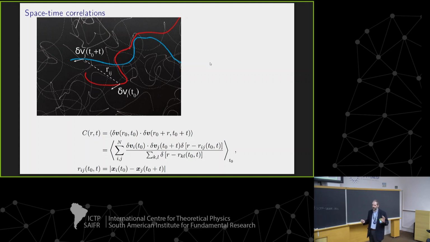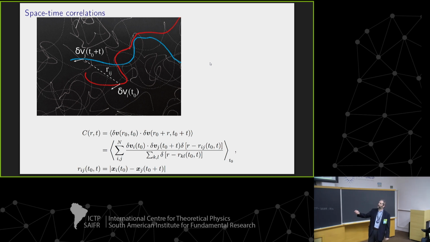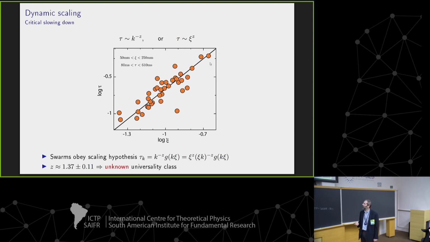So that's one result. The next result is that you can go on and study time correlation. You can compare the fluctuations in velocity here at some time and at some later time at another point. Yes, and you can define the time-dependent dynamic correlations. If you do that, you can measure the relaxation time as well as the correlation length. And what you find is that the correlation time grows with the correlation length.